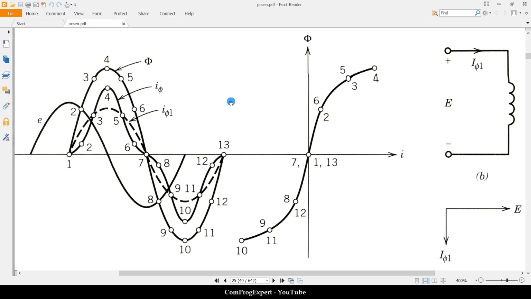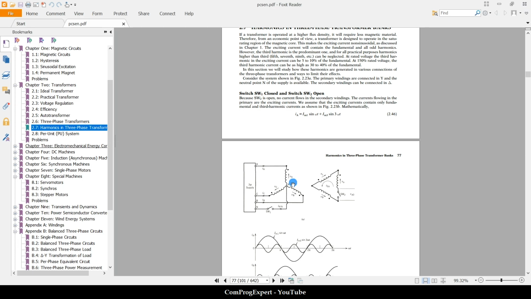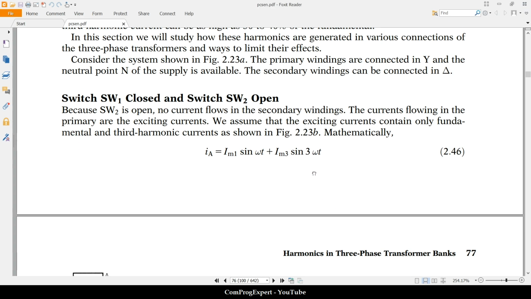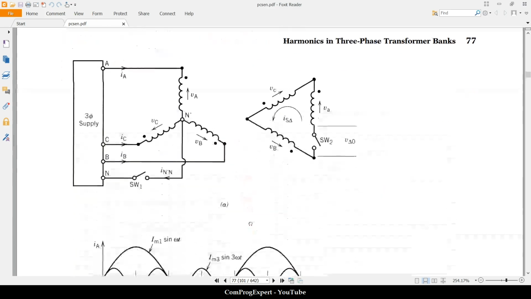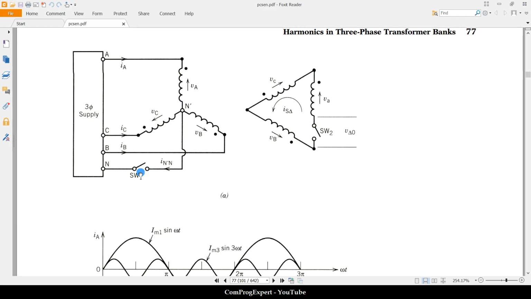it first here. For the right harmonics in transformer banks, consider this image. Here we have a three-phase voltage source A, B, C, and this is the neutral point of the source. We have a star connection here and delta connection here. We have these two important switches, SW1 and SW2 here.